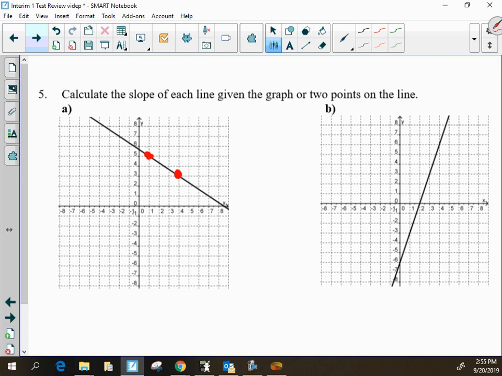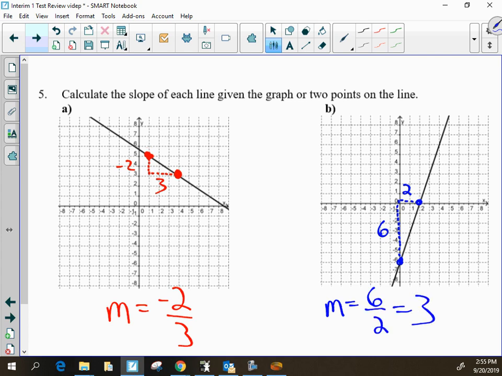And then we look at, okay, what is the rise? And the rise is -2. And what is the run? 3. So the slope is rise over run, or the slope is -2/3. For this one, we once again pick 2 points. And the fun thing about this is it doesn't matter what points I pick. The rise is 6 and the run is 2. So the slope is 6 divided by 2, which is 3.